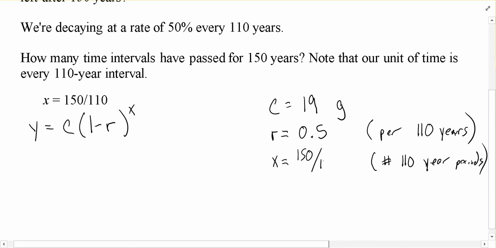Well, that would be to take the number of years that have passed and divide by 110. Divide by how many of those periods have come about. Once we identify that that's what's going on in this problem, it becomes as simple as the rest. We plug in the C value, we plug in our rate of 0.5, and our exponent of 150 over 110.